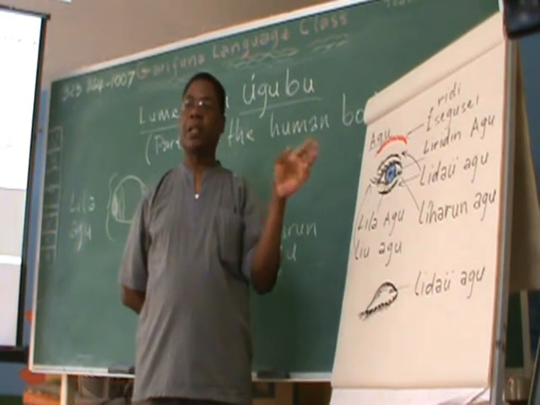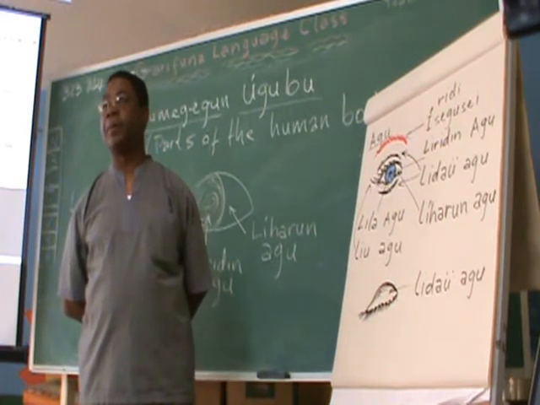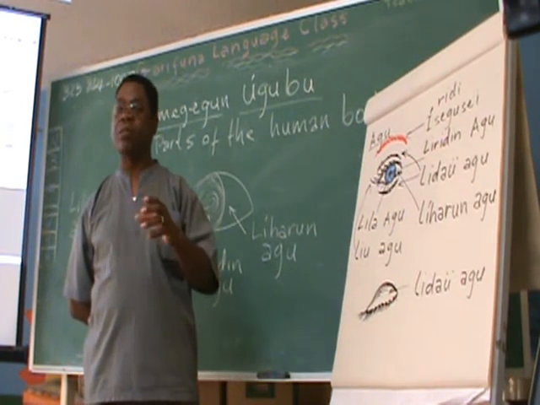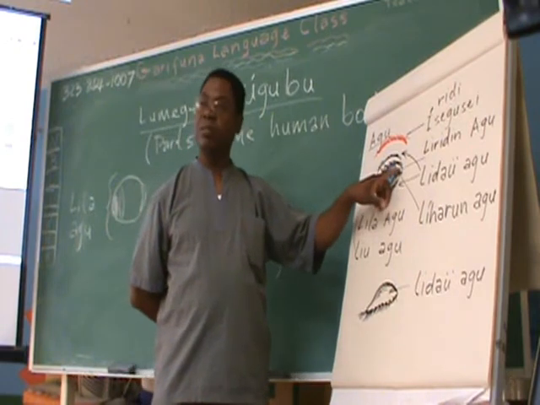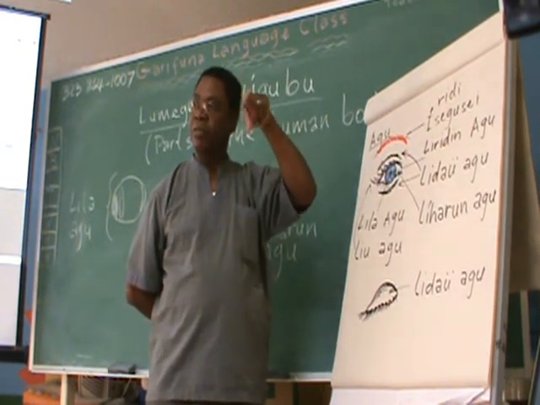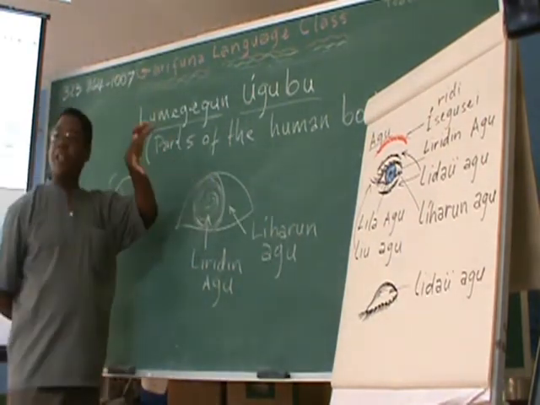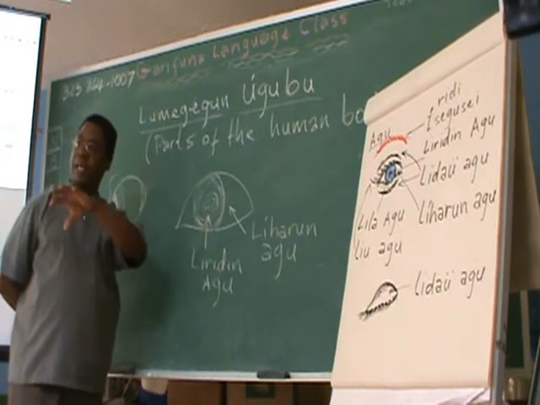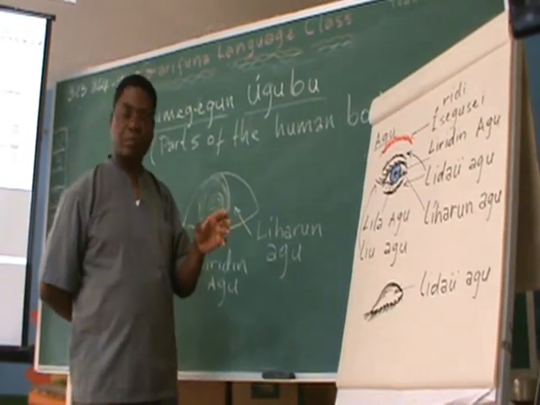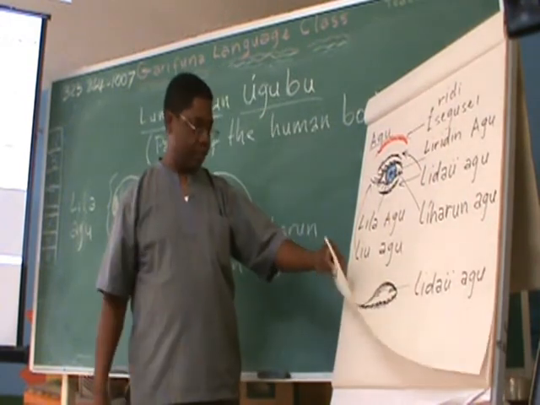As a matter of fact, like you said earlier, we say lila agu. Lila agu, let me see your eye, Lila agu. But this part is Liharu, and this part is Liridi, because it's round. Okay? And together they are lila agu. And the whole thing is Lilago, whether it's black or white, or blue. Lilago. Okay? So can we move on? Yes. Good.